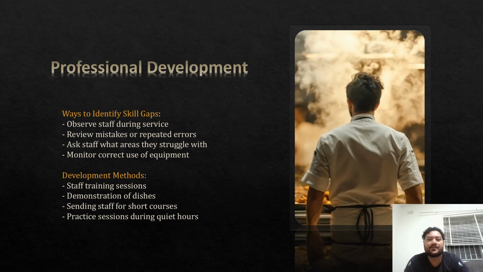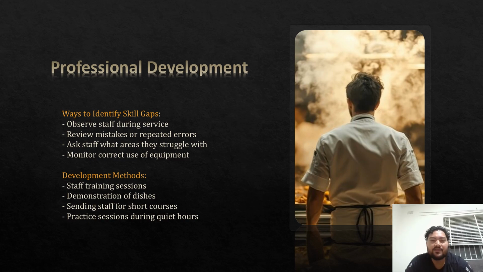Next point is professional development. How to develop in a professional way. There are different ways. Ways to identify skill gaps, like observing the staff during service. Every single time as a head chef, you need to observe the staff: how they are working, what level of job they are doing, which section they are in, and what time they take to cook a single item, so that service runs smoothly.